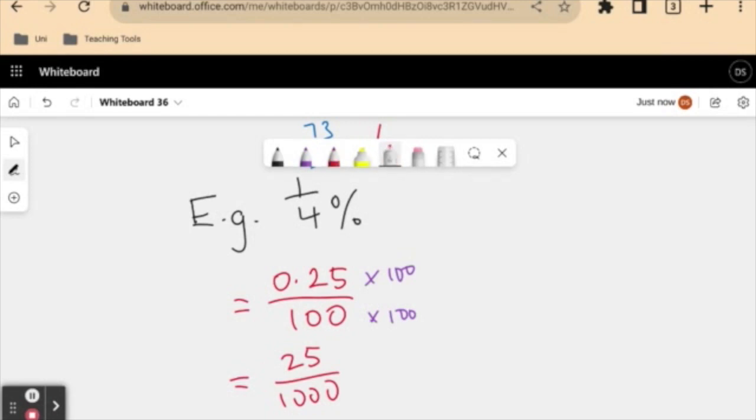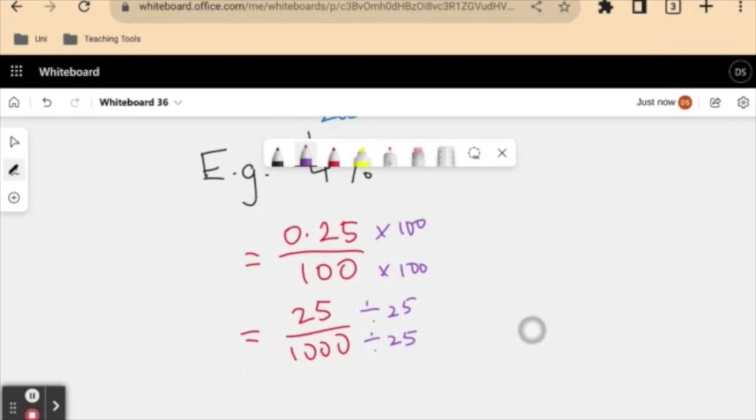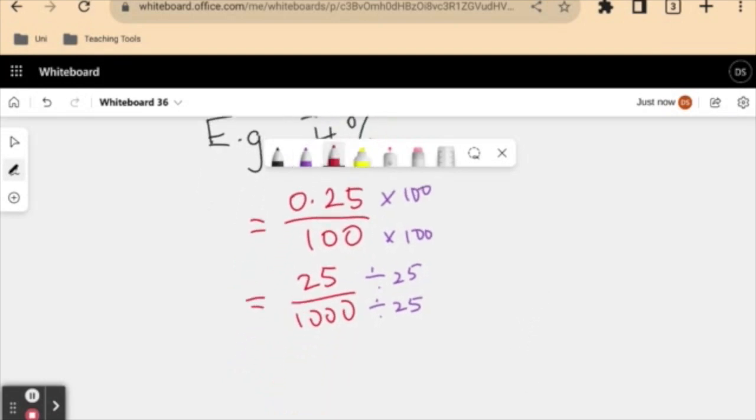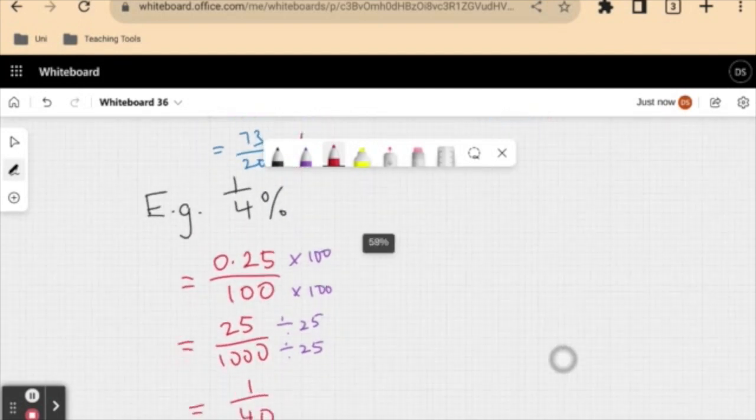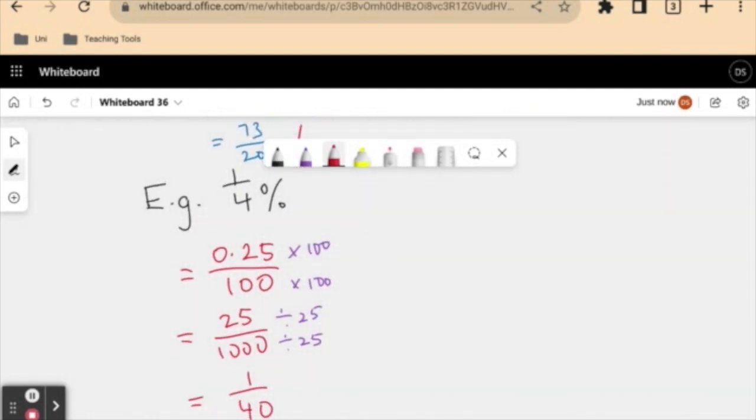Now, 25 goes into 100 4 times, so it'll go into 1000 40 times. So we can divide top and bottom by 25, and we will end up with 1/40. Now, let's try this another way. See if you, because you may have watched this and thought, well, there's actually a simpler way, and there is.